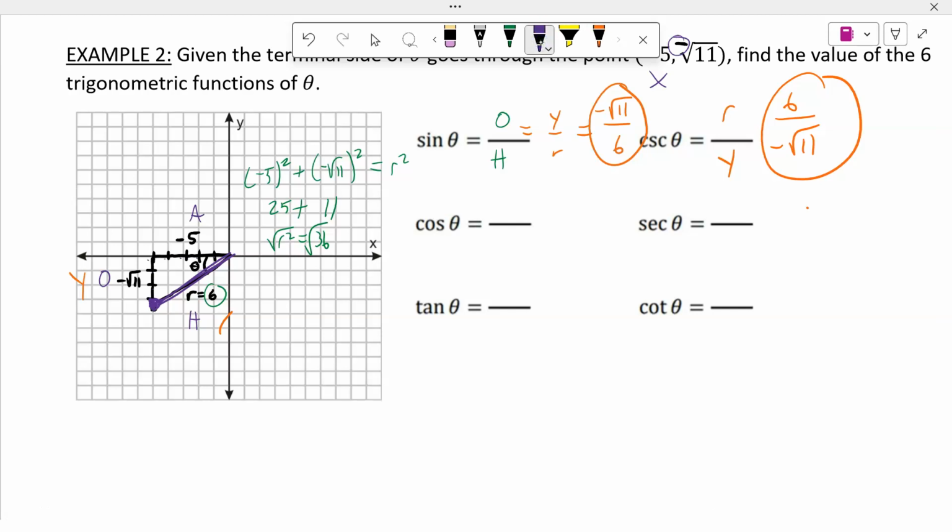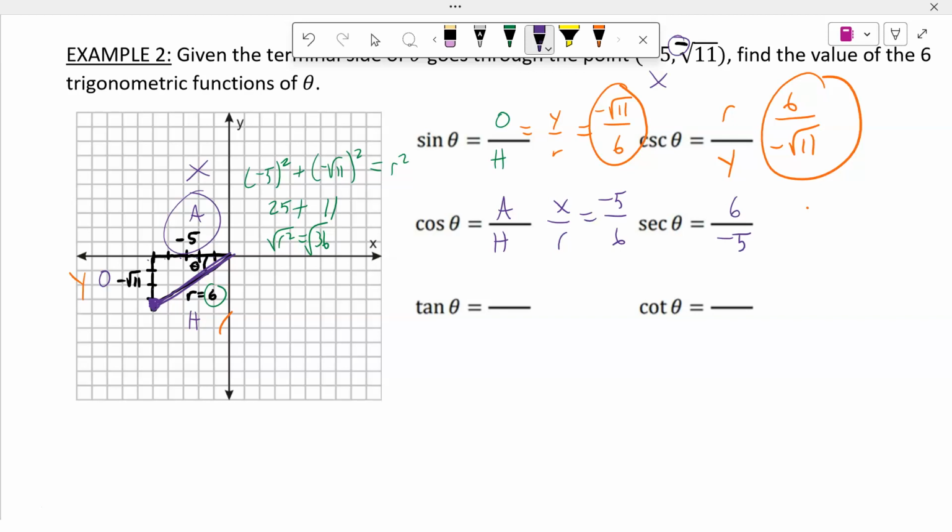Let's talk about cosine. Now cosine is supposed to be a over h. So SOH CAH TOA, that's the a over h. So in this case, I'm thinking technically a is an x value, right? It's a distance from left to right. So it should be really x over r, which in the end is going to be -5 over 6. If we flip that, we should get 6 over -5 for secant, because that's the reciprocal of cosine.